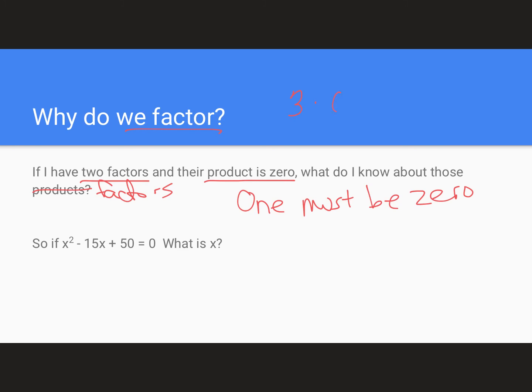It's the only way to have two numbers multiply together and get 0. 3 times 0 is 0. 8 times 0 is 0. Doesn't matter what we do, we have to have a 0. There's no other way to get 0 as our product. So let's look at this. What if I have this?